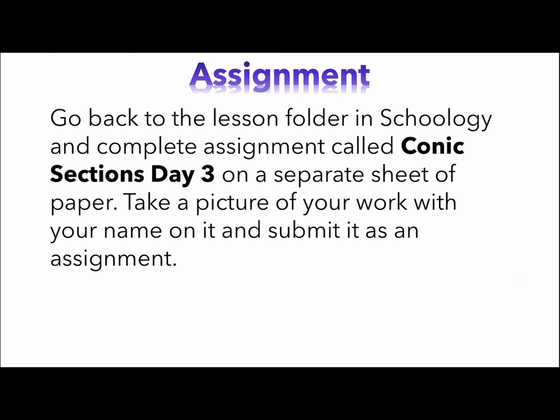All right, so the assignment today is to go back to the lesson folder in Schoology and complete the assignment called Conic Sections Day 3 on a separate sheet of paper. Take a picture of your work with your name on it and submit it as an assignment.